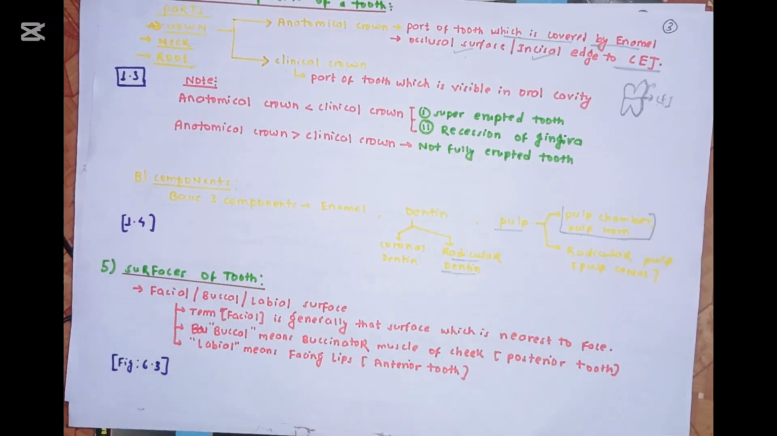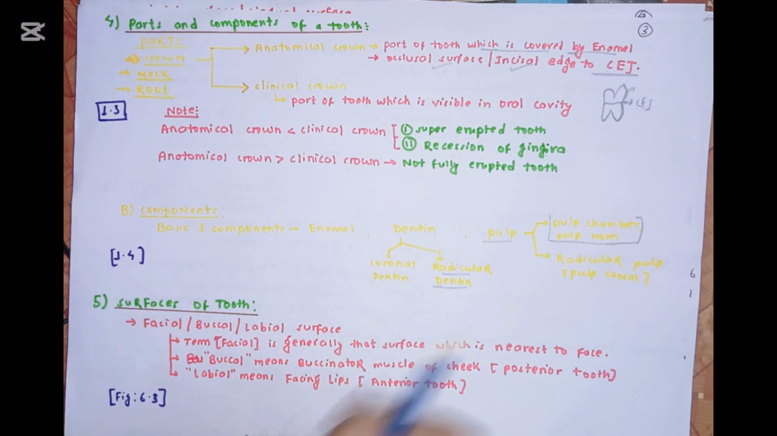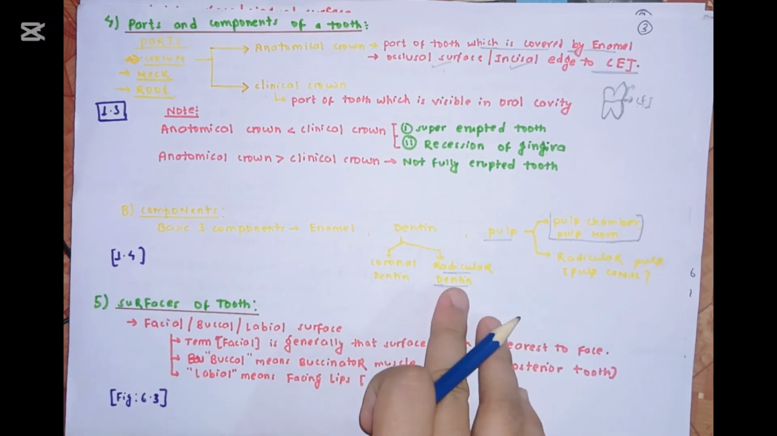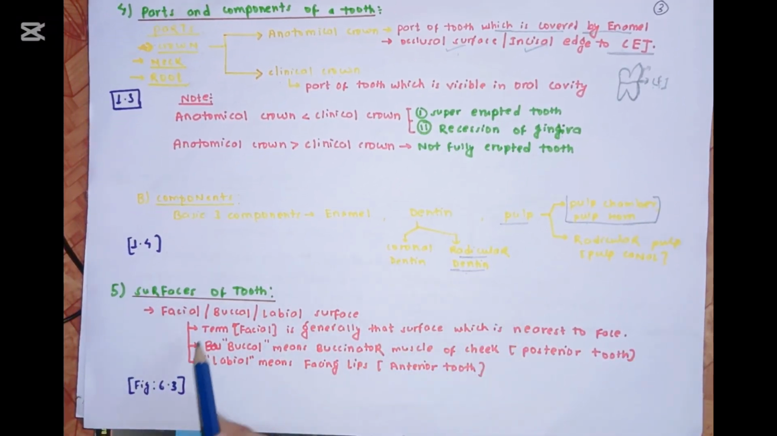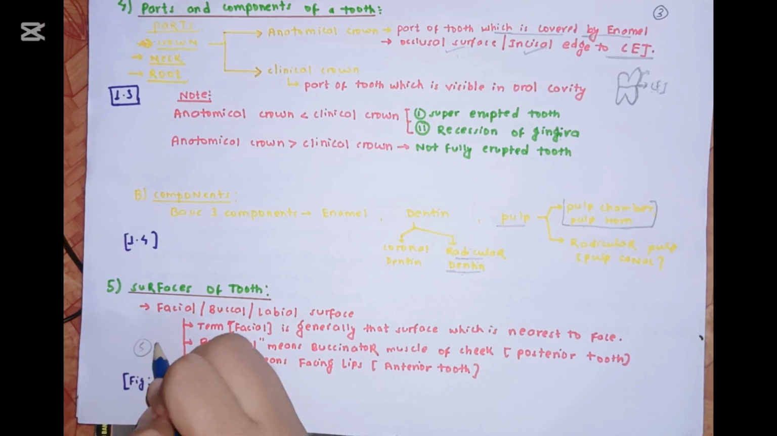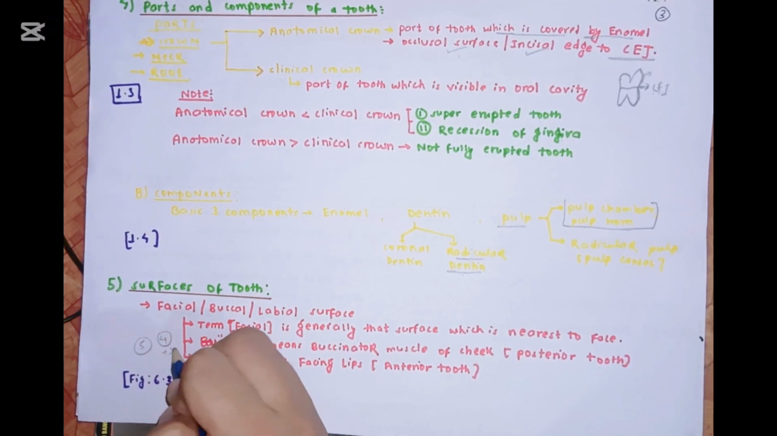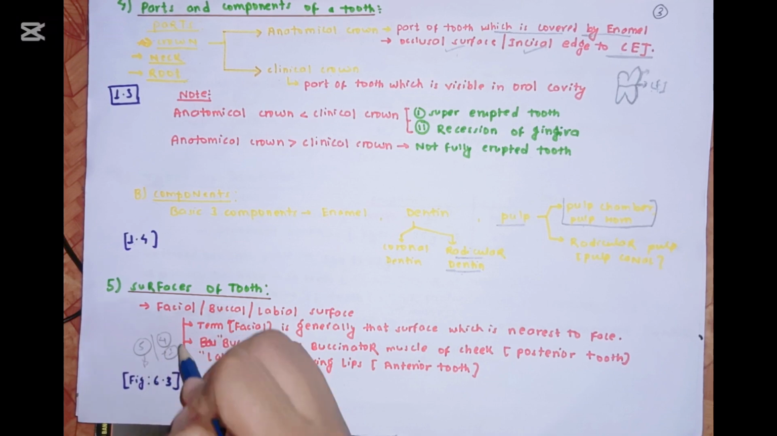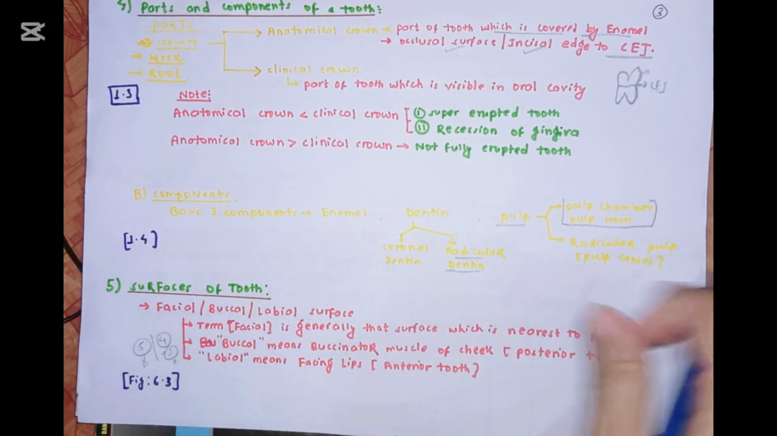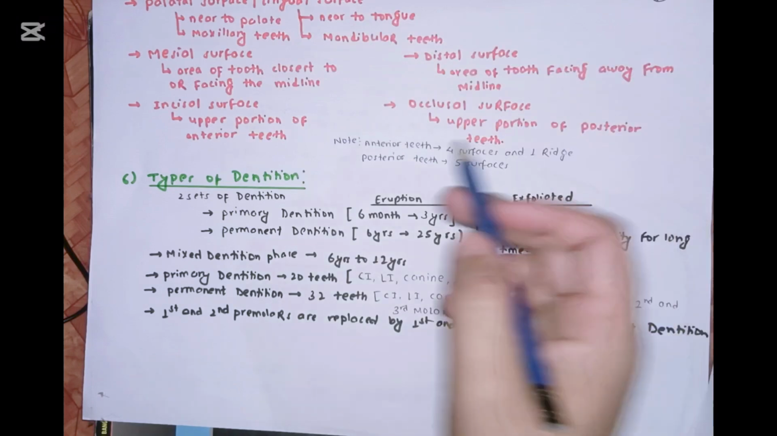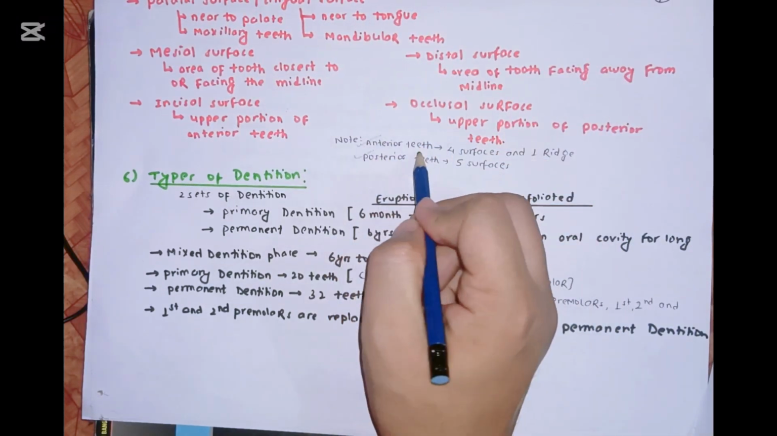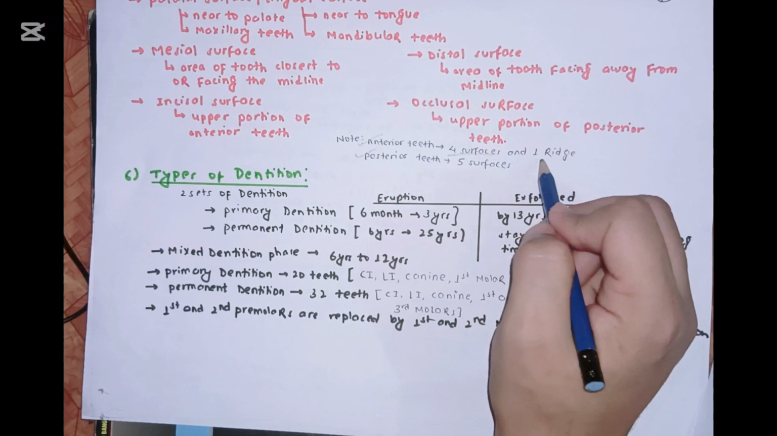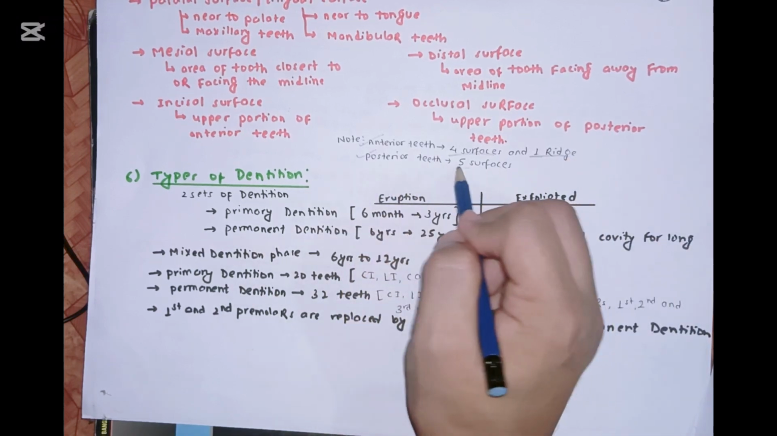Now we will move towards another topic, that is the surfaces of the tooth. Normally there are five surfaces in permanent posterior teeth, and four surfaces plus one ridge in anterior teeth. I think I have written this in my notes also. So anterior teeth have four surfaces and one ridge. Similarly, posterior teeth have five surfaces.